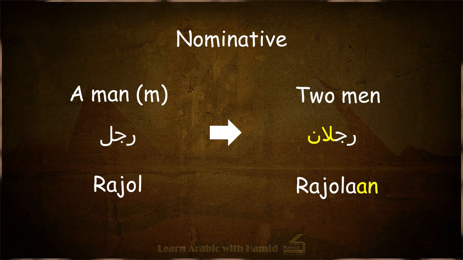So what did we do here? From rajul, we add two letters, alif and noon, and it's pronounced like this, an, at the end. So it becomes rajulan. As simple as this. This is the nominative case. Let's move to the other case with the accusative and the genitive.